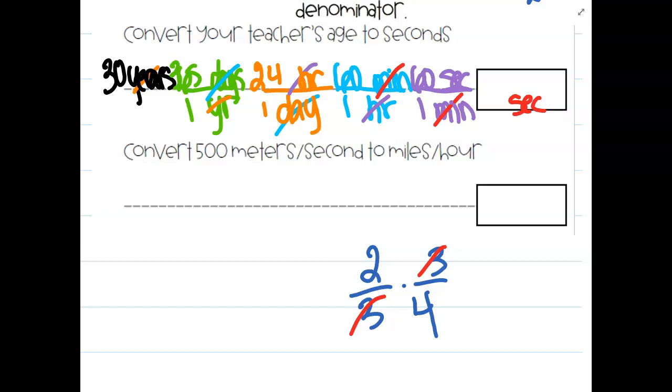Now to figure out the number, I've got to multiply all this together. Now luckily, this one's pretty easy, because see how the denominators are all ones? So these are the easy ones, because you don't have to worry about dividing. So all you would have to do here is multiply 30 times 365 times 24 times 60 times 60. And oh my goodness, guys, that gives you 946,080,000 seconds. It's a lot of seconds.